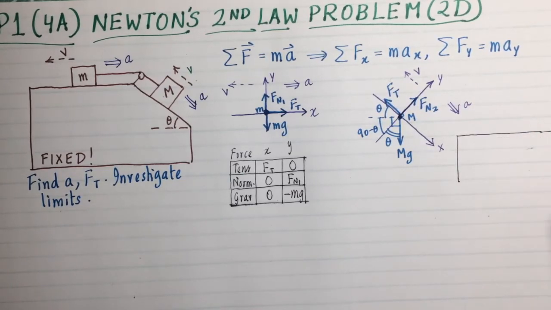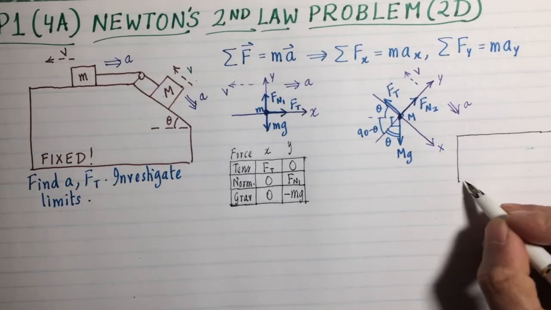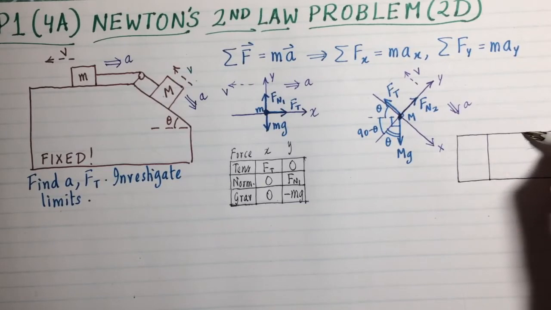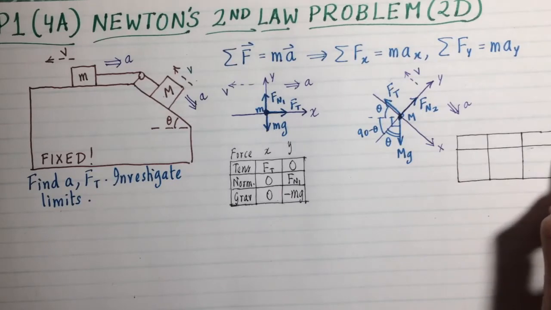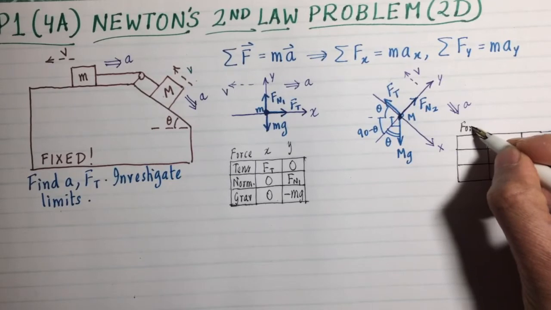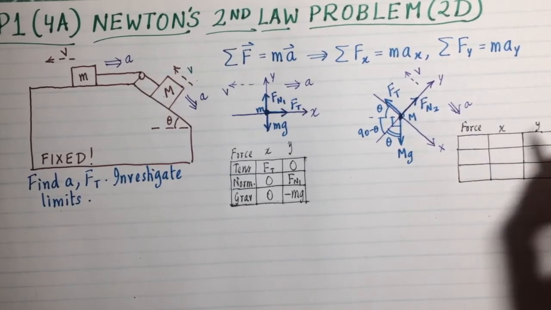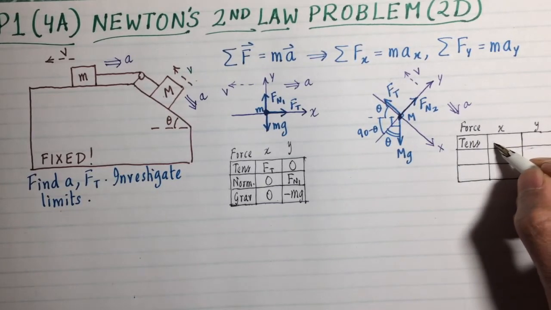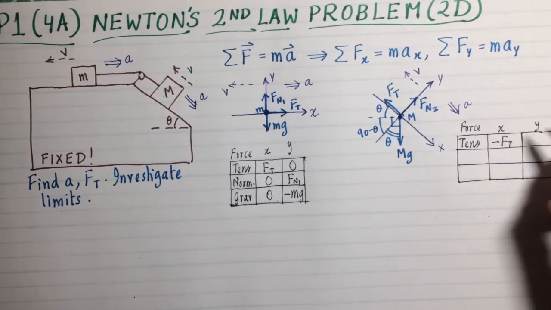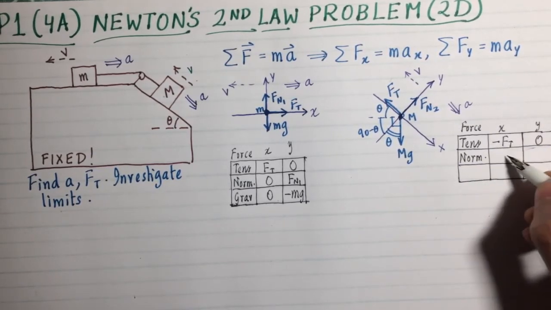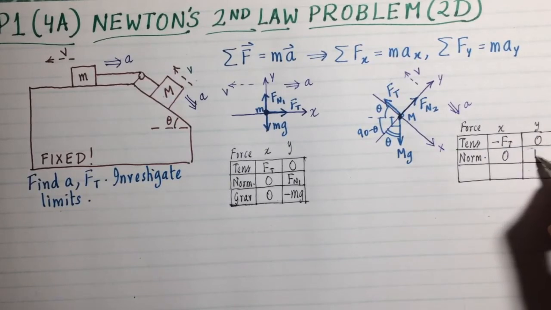I'm making a slightly bigger table for this because I see sine theta and cosine thetas coming up. Just 3 forces again. Let's go down in the same order. Tension. The x component is actually negative Ft according to my coordinate system. The y component is 0. The normal force: 0, and Fn2.